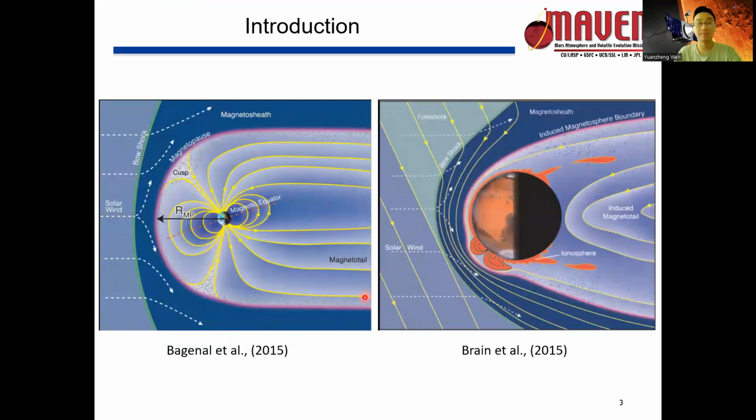In the background, the space environment of Earth and Mars is very different, as Earth has a global intrinsic magnetic field, while Mars does not. However, the solar wind can interact directly with Mars' upper atmosphere, and the IMF will drape around Mars, thus forming the unique induced magnetosphere of Mars. There are many interesting characteristics regarding the induced magnetosphere of Mars. We will mainly focus on the magnetotail here today.